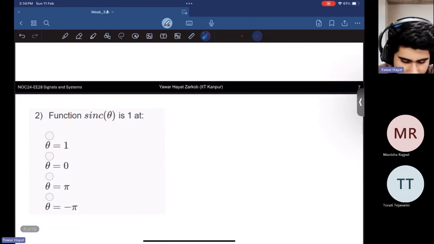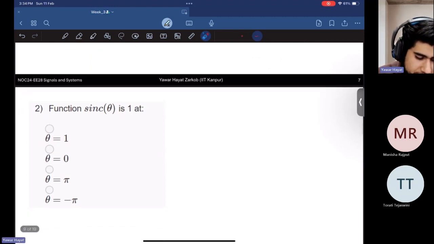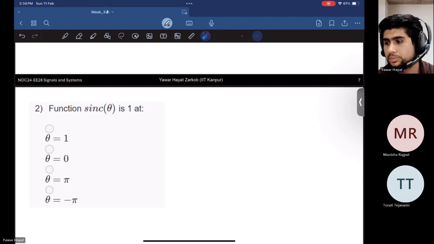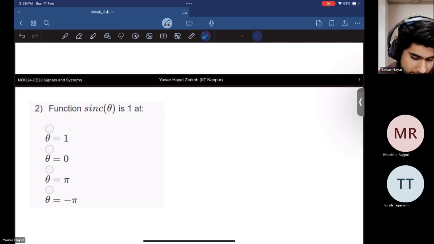We'll now move on to the next question. The next question is: the sinc of theta is 1 at which of the following values of theta? I guess this is pretty straightforward and I expect you all to know this. Can anyone let me know in the chat what should be the answer? Where is this sinc function equal to 1? Right, at theta equal to 0.